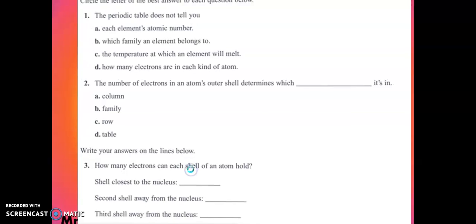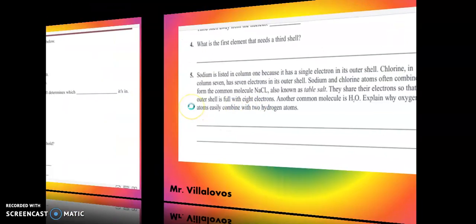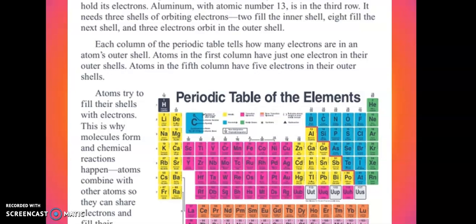I'm going to read the last question, and we are going to go to the reading to find it. What is the first element that needs a third shell? The last one, you're not going to do it. Let's go to the reading again, and we're going to determine the information.